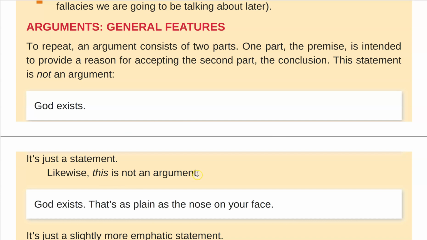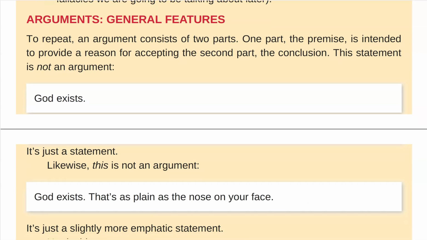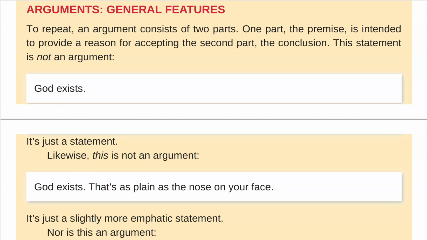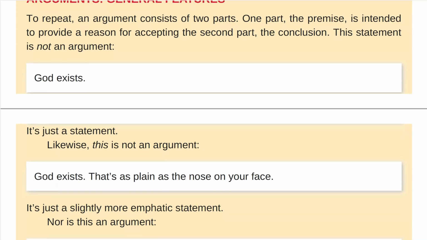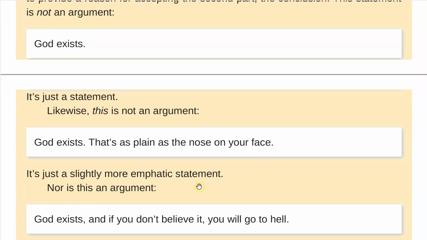Likewise, this is not an argument. God exists, that's as plain as the nose on your face, right? Just saying something is obvious or obviously true is not an argument. It's just, as the textbook says, a slightly more emphatic statement, right? It's just being more insistent about your claim. So, nor is this an argument.